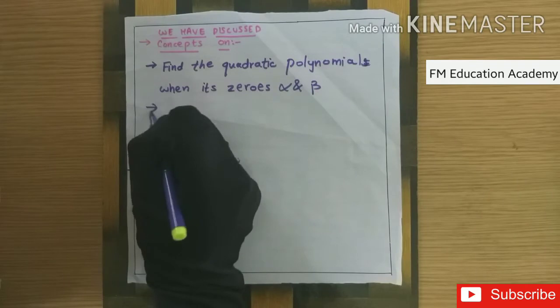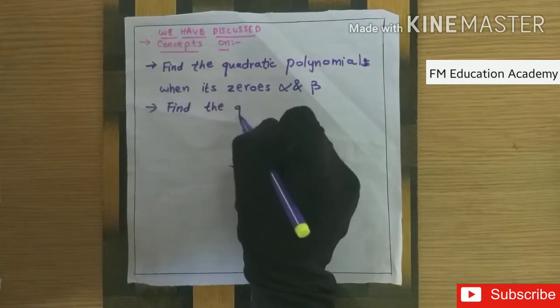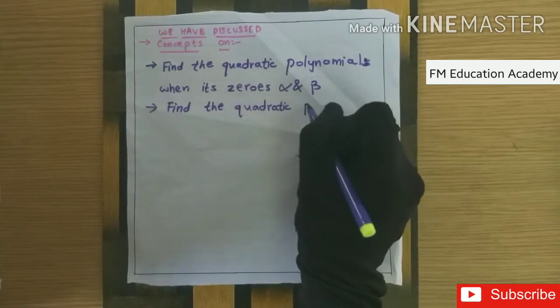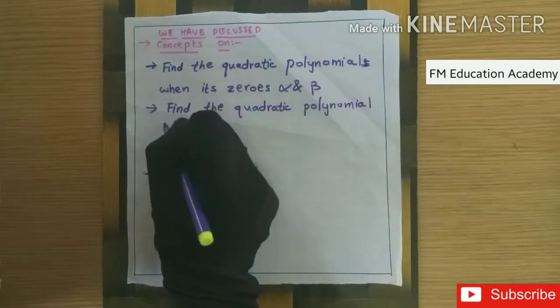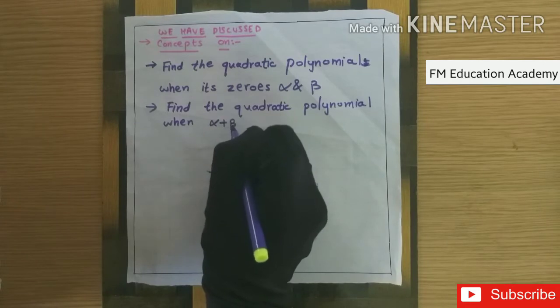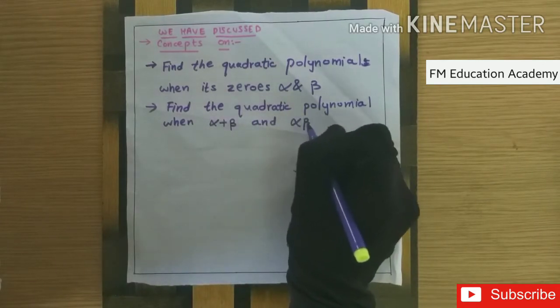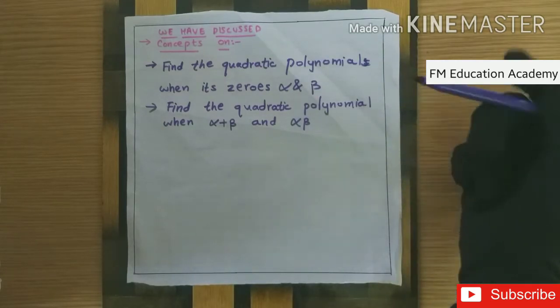Then the next concept was we found out a quadratic polynomial when the sum of zeros, alpha plus beta, was given to us, and also when the product of zeros, alpha into beta, was given to us. We found a quadratic polynomial from them.